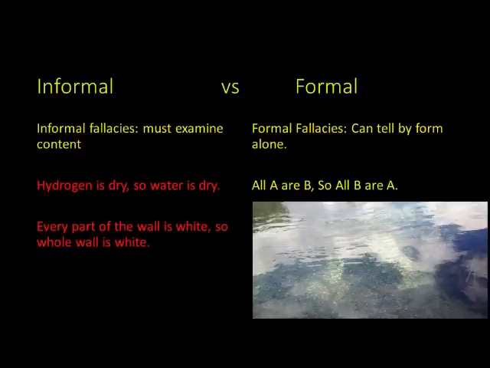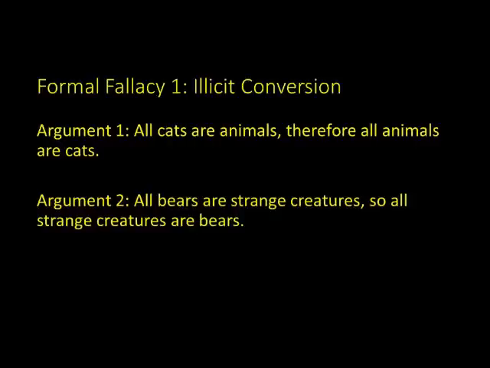Now, this form of argument is always and absolutely fallacious or invalid. It doesn't matter what A and B represent as long as A and B represent different things. Because we can tell by its form alone that it's fallacious, it's called a formal fallacy. And to clarify, just plug in some meanings for A and B, as you can see on the screen here. So all cats are animals, therefore all animals are cats. Okay. All bears are strange creatures, so all strange creatures are bears.